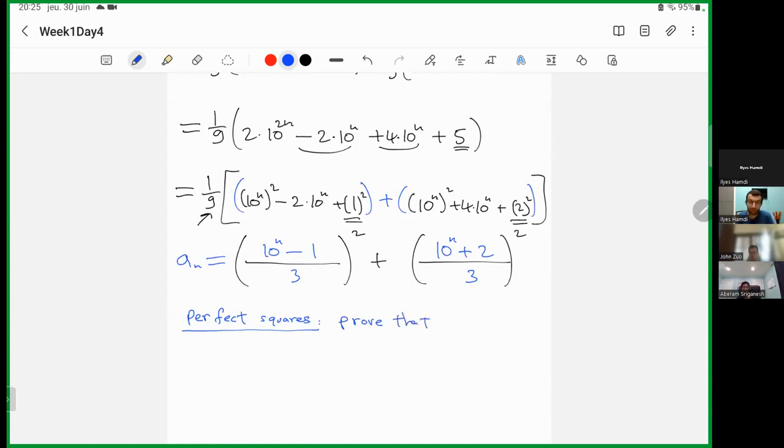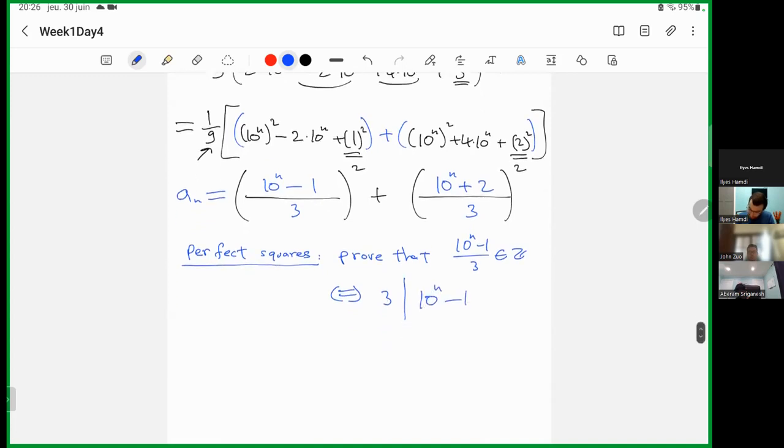So what do I want to prove? They are integers, of course. So prove that 10 to the n minus 1 over 3 is an integer, which happens if and only if 3 divides 10 to the n minus 1, and same for the other one, right? So let's prove that 3 divides 10 to the n minus 1, and 3 divides 10 to the n plus 2.